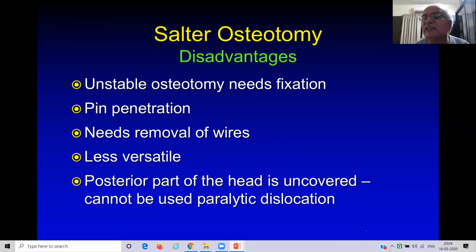Disadvantage, it is unstable. It requires fixation with pins. It will require removal of wires. It is less versatile because it gets only one correction of acetabular index, 10 to 15 degrees, and anterolateral. You can't redirect wherever you want. So it has got a limited role. It is less versatile. Posterior part is uncovered. That's why I told you, this cannot be done for paralytic dislocation. So posterior part is uncovered.